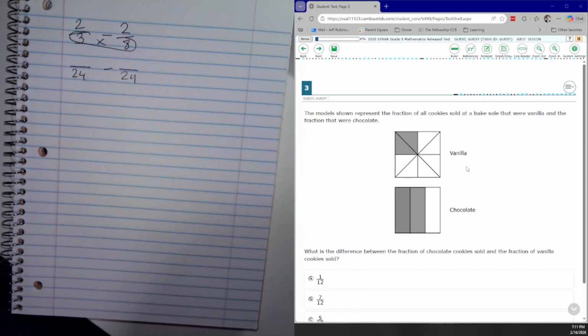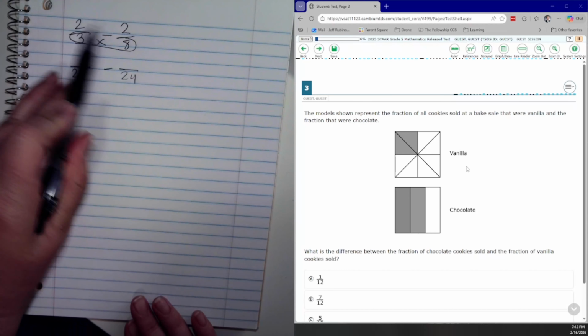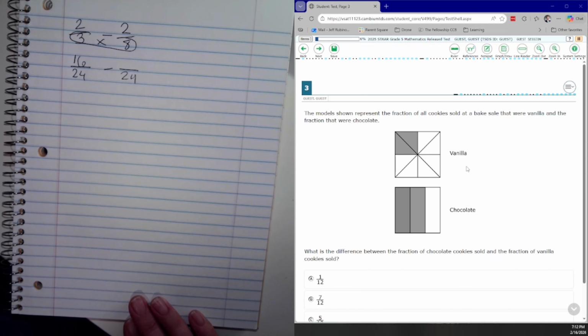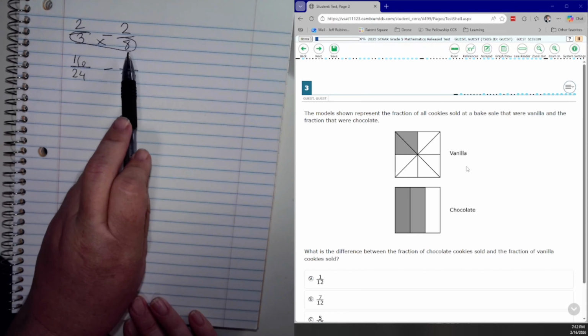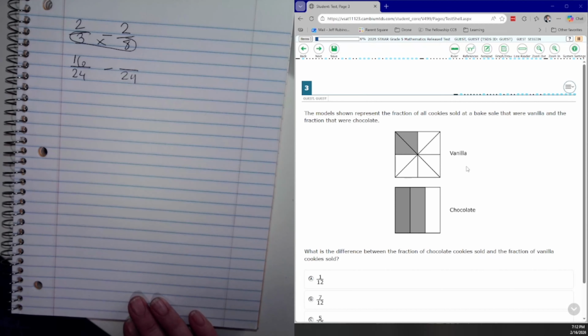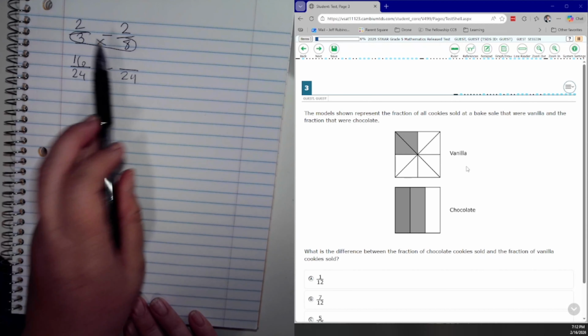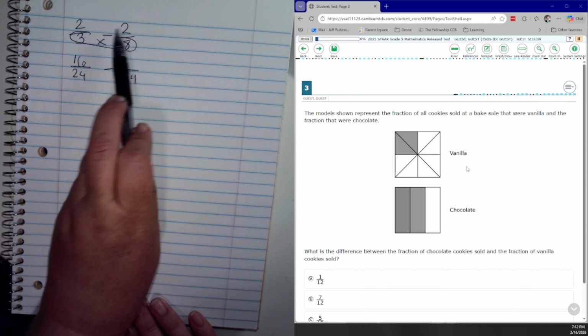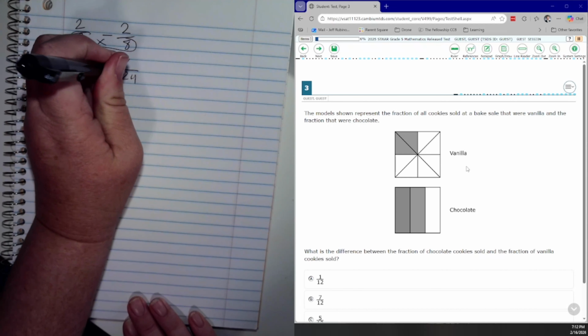So, if I multiply 3 by 8, whatever I do to the bottom, I got to do the top. So, 2 times 8 is 16. Now, over here, I have my 8. 8 times 3. And again, whatever I do to the bottom, I got to do to the top. So, if I'm multiplying 8 by 3, I'm going to do the same with my 2. 2 times 3 is 6.